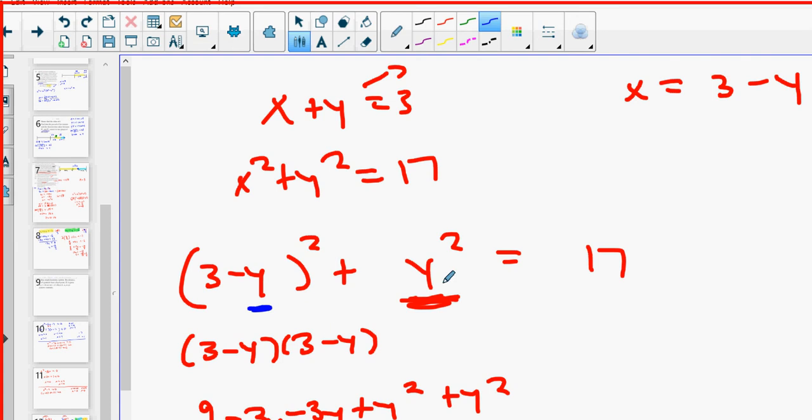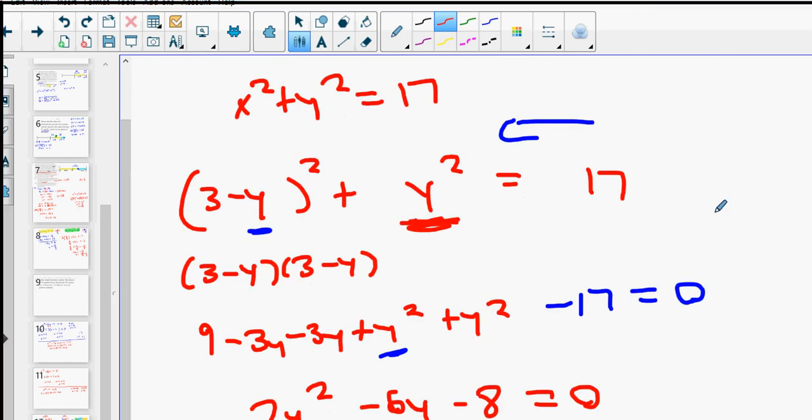Bring the 17 over to your side. 2y squared, yeah? Minus 6y, minus 8. What are your options here? You can do the quadratic formula. You can do a reference number of minus 16. Or you could divide by 2, which is the quickest way.